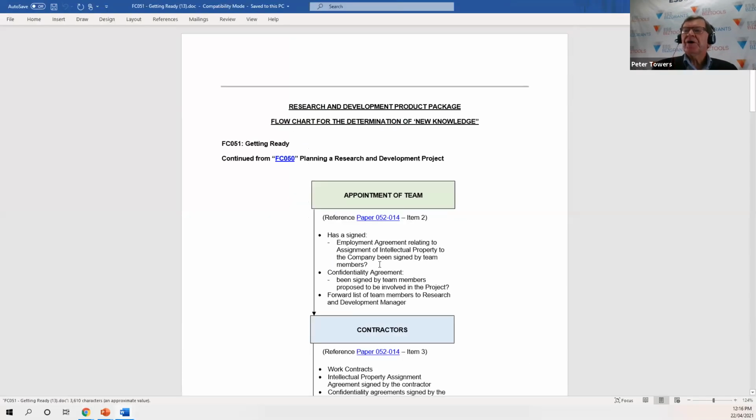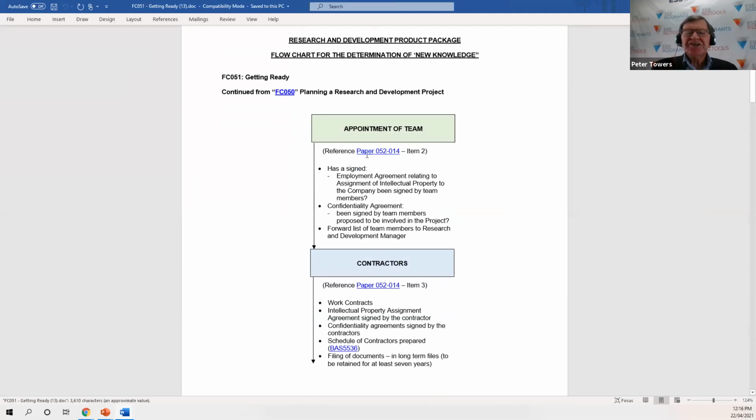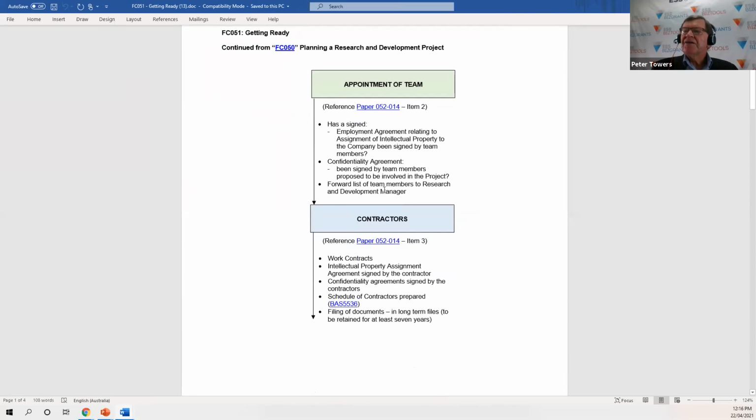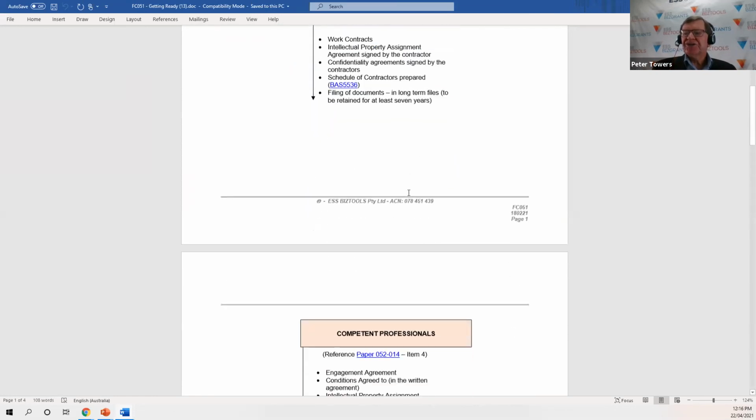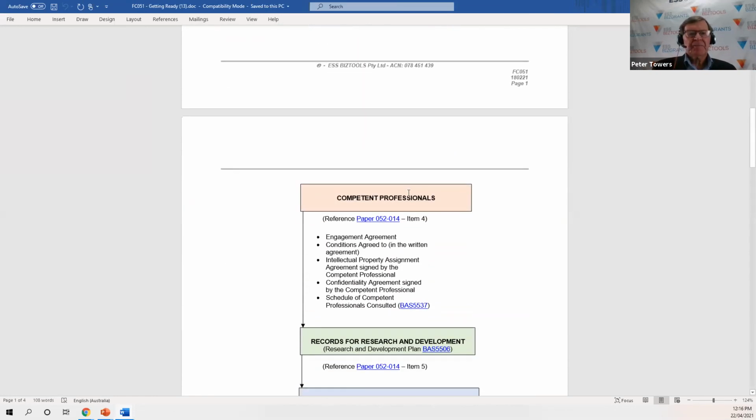We're now going to go to what we're calling getting ready. The team needs to be appointed. And in looking at the team, which is the employees, first of all, there needs to be consideration given to that issue I raised before. Does their employment agreement cover a research and development activity? Which contractors are they going to engage, or competent professionals? And there should be agreements with these people, and the assignment of intellectual property and confidentiality agreements are very important.